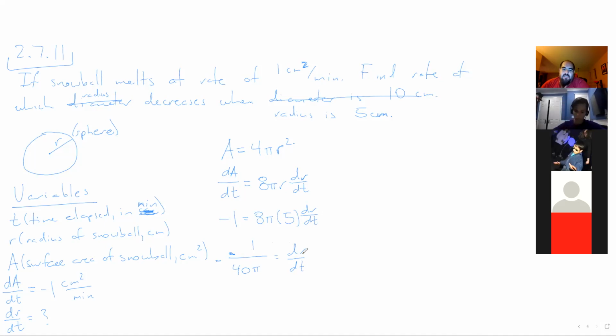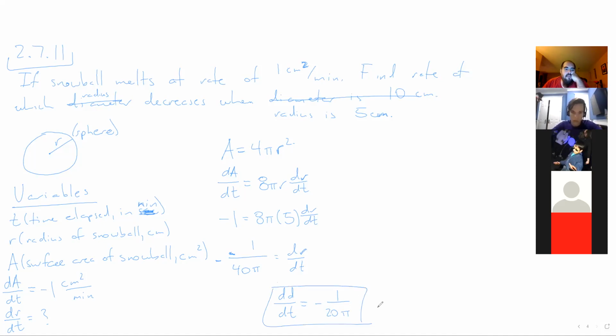But if you're looking at the answer to this question, that's probably not exactly what we have, right? Because I think they wanted the rate at which the diameter decreases. Find the rate at which the diameter decreases when it is 10 centimeters. So if the radius is decreasing at this rate, what does that mean about the rate of change of the diameter? Would you just multiply by 2? Yeah, it's just going to be double. So the answer you have is probably 1 over 20 pi. Gotcha.